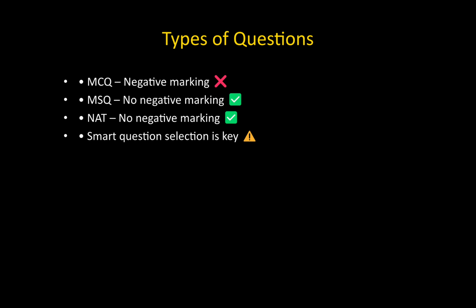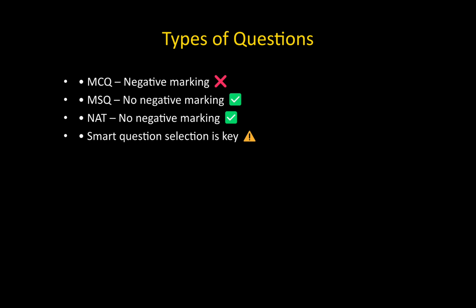Let's also understand types of questions. You will be having three types of questions in the GATE examination. The first one is MCQ, wherein you will have four options out of which only one is correct. In this type of questions, you will have negative marking. If the question is of 1 mark, it will have 0.33 negative marking. If the question is of 2 marks, you will have 0.66 negative marking.